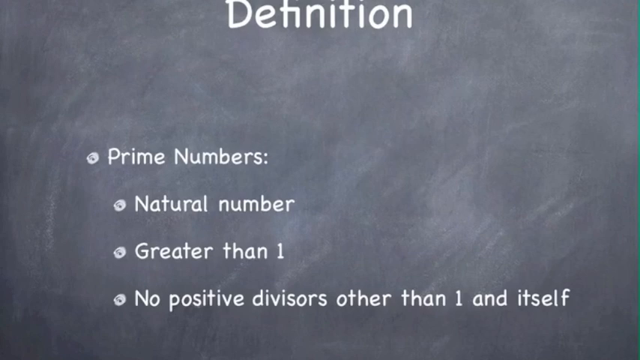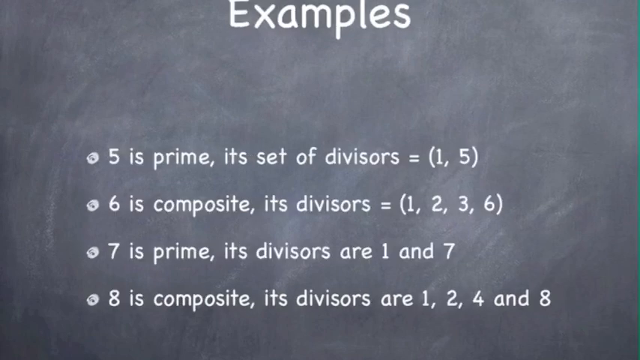So what's a natural number? A natural number is just the counting numbers, such as 1, 2, 3, 4, and so on. Greater than 1 is pretty self-explanatory, and then having no positive divisors other than 1 and itself makes more sense if we look at some examples. So here are some examples of primes.